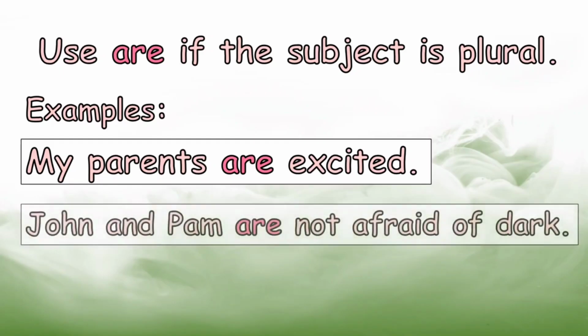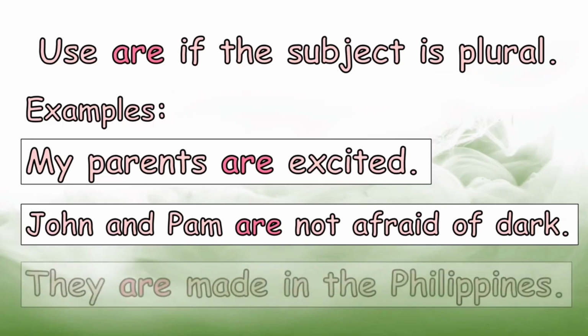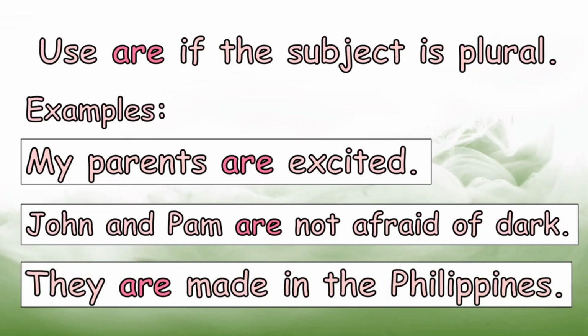Another example: John and Pam are not afraid of dark. John and Pam is our subject. John and Pam is plural. That is why our verb here is are. John and Pam are not afraid of dark. Another example: they are made in the Philippines. What is the subject in this sentence? Very good. They. They is a plural pronoun. That is why our verb is are. They are made in the Philippines.